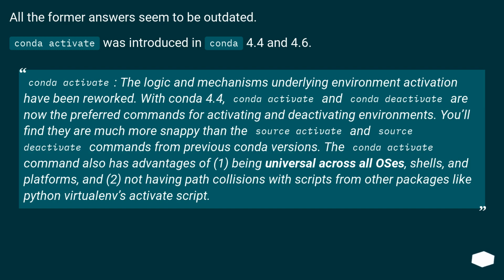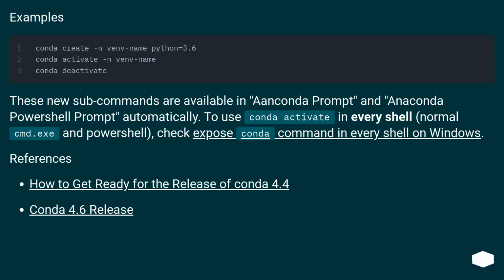The conda activate command also has advantages of: 1. Being universal across all OSs, shells, and platforms, and 2. Not having path collisions with scripts from other packages like Python virtualenv activate script. Examples: These new subcommands are available in Conda prompt and Anaconda PowerShell prompt automatically. To use conda activate in every shell, normal cmd.exe and PowerShell, check expose conda command in every shell on Windows.